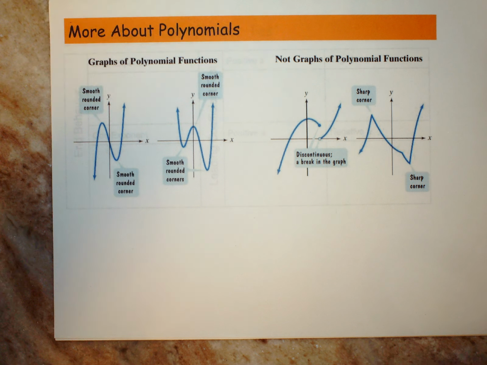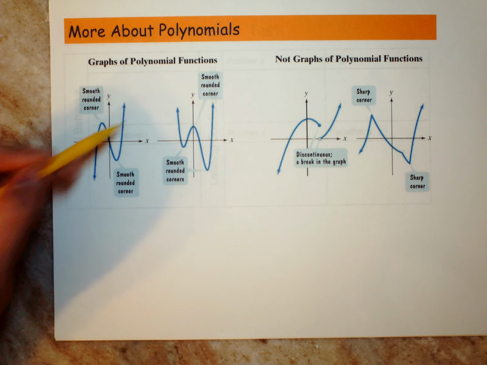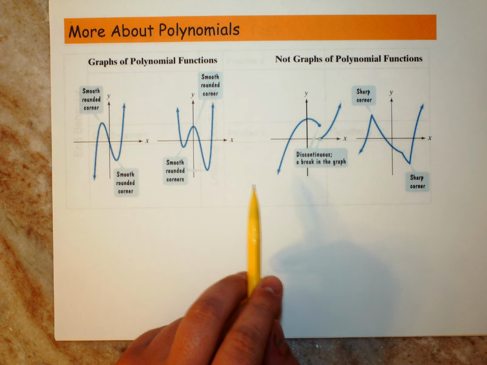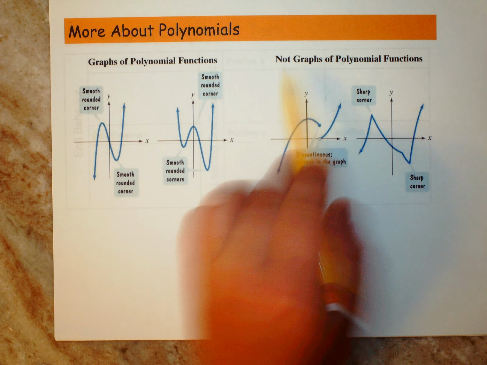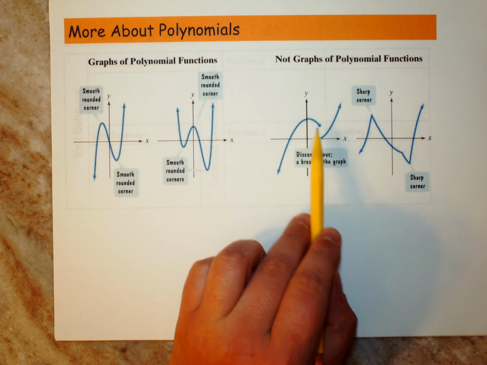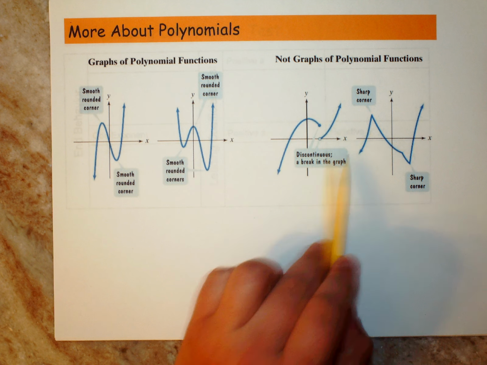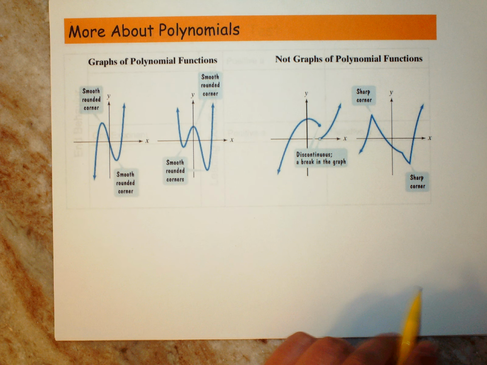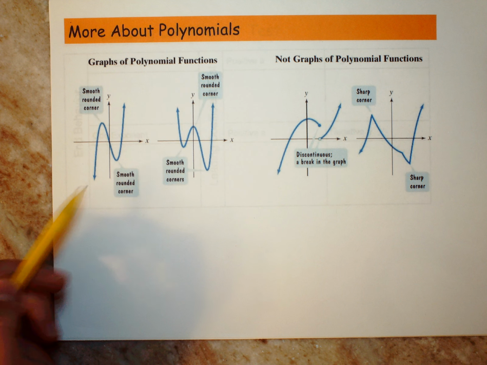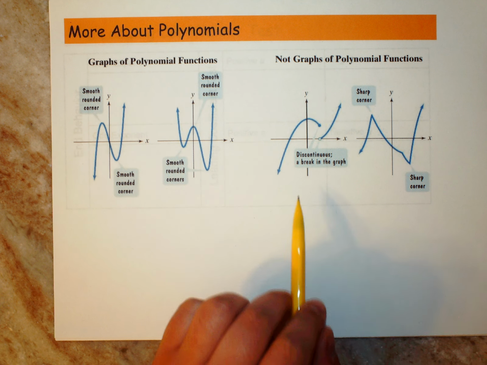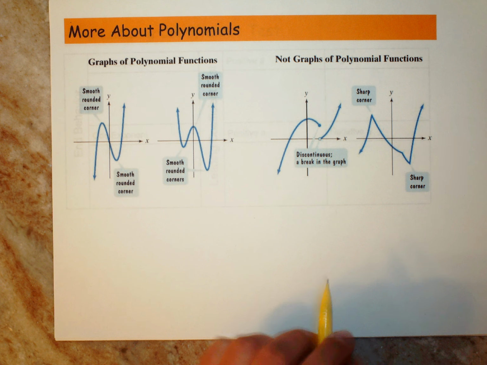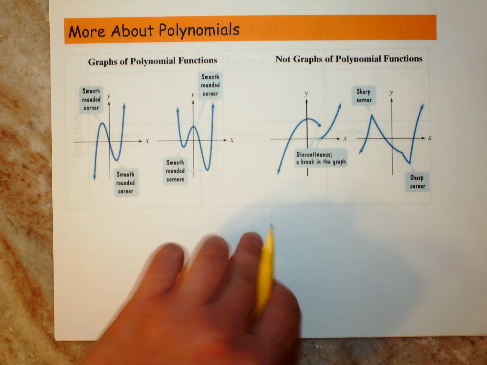A little more: you notice for polynomial functions, the graphs are smooth and continuous, so there's no breaks. You can see smooth rounded corners. They continue, there's no breaks. The graphs of not polynomial functions, I'm sorry, not the graphs of polynomial functions, they're discontinuous, which means there are breaks or they have sharp corners. So polynomial function graphs are continuous with round corners. Non-polynomial graphs are discontinuous and they have sharp corners.